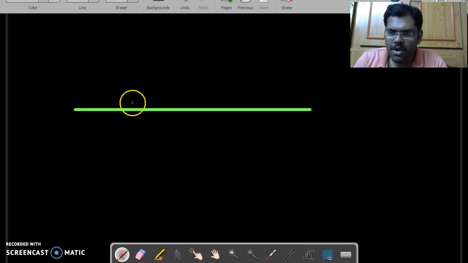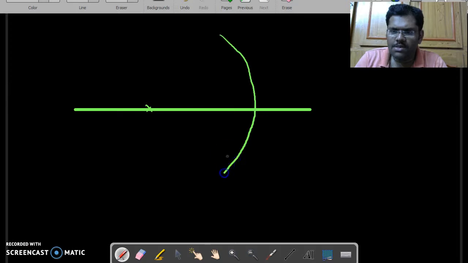Keeping the compass point at a point on the principal axis, you need to draw a curve like this. Actually, I don't have a compass, so I'm drawing with my hand. You need to place the point on the principal axis and draw a curve.